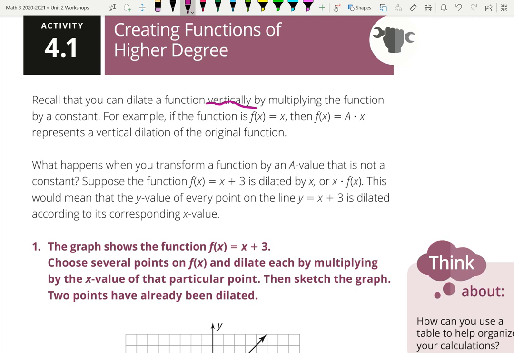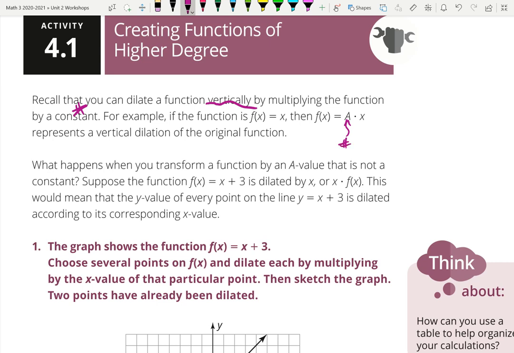And it's saying that if you multiply a function by a constant, just remember, that is a number. So for example, the function f of x is equal to x, pretty much the most simple function out there. So let's examine what happens. Basically, they're saying a is that number that you can plug in. It represents a vertical dilation.